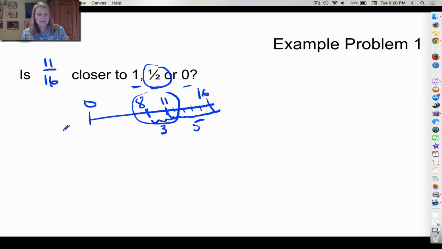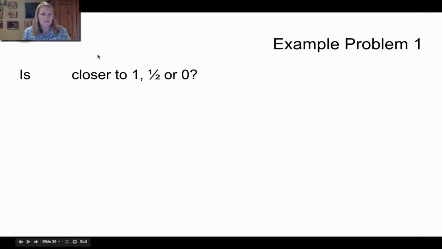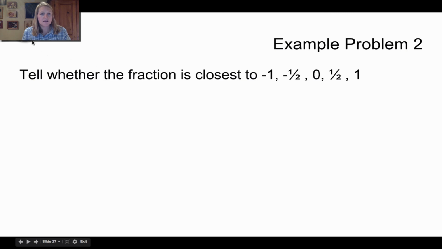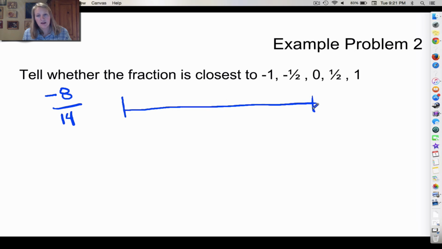Okay, so that's one type of example problem that you will be asked. Another type of example problem that you'll be asked is to tell whether the fraction is closer to all of these examples, and so it brings in negatives. So negative 8 over 14. Okay, and so you could draw the number line. I like it when you draw that. Obviously, here's 14.